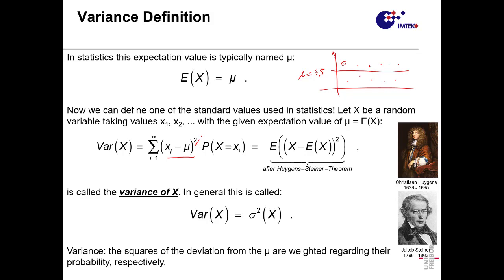Because if the difference is too small, the square will be even smaller. And if the difference is too large, the square of that will be even larger. So it helps to zoom in or zoom out on the data. And then you multiply by the probability of each realization to happen. And that's the pure definition of variance.